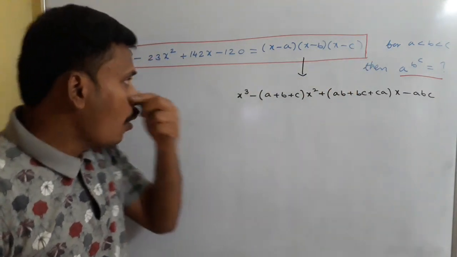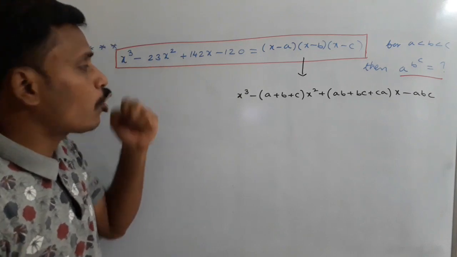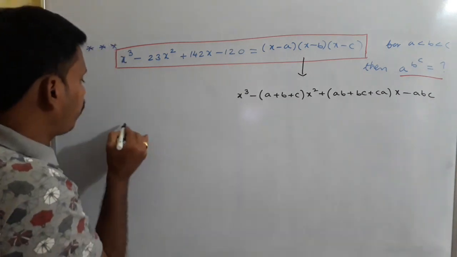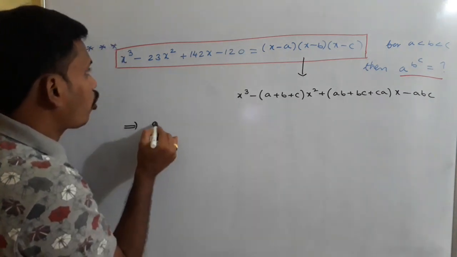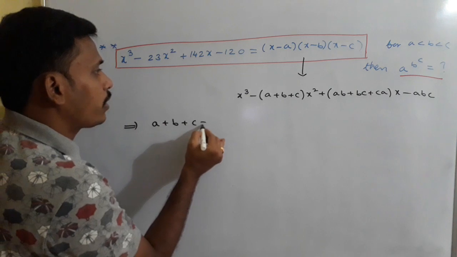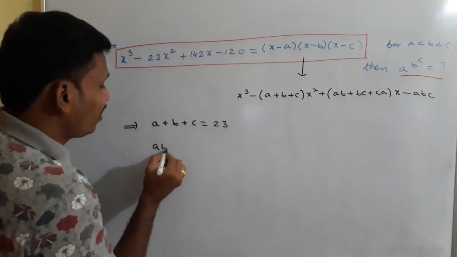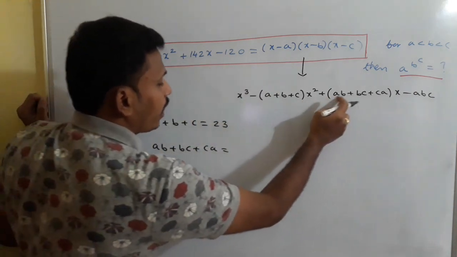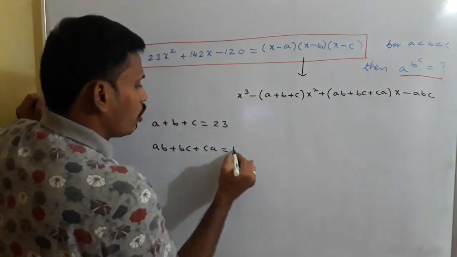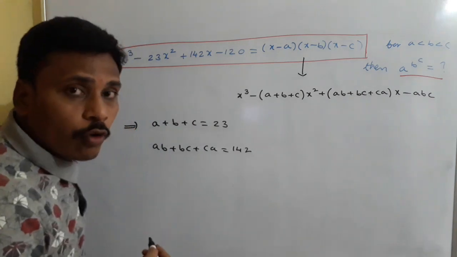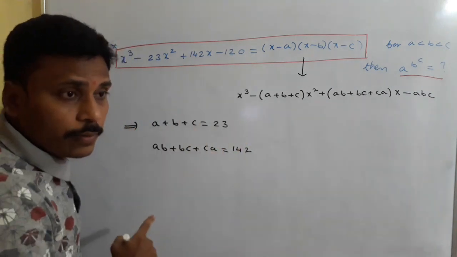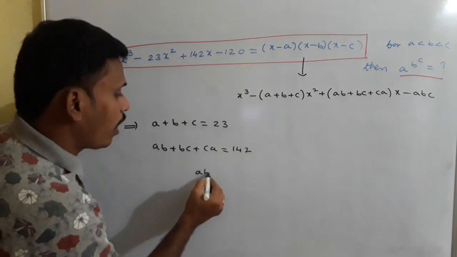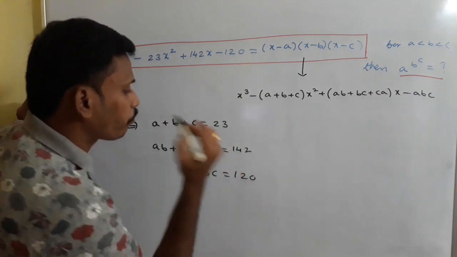When you compare the left side given cubic expression with this cubic, x cube and x cube get balanced, and then the coefficient of x square: a plus b plus c is equal to 23. Coefficient of x, here we have 142x, and here (ab plus bc plus ca) into x, so ab plus bc plus ca is 142. And then think about the constant: left side I have 120, right side I have minus abc, then you have abc is equal to 120.